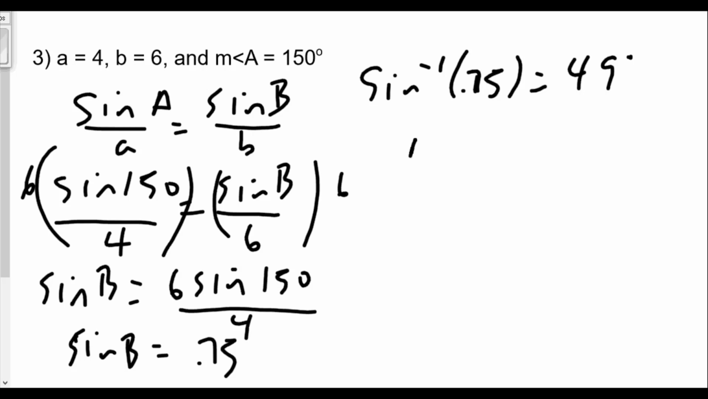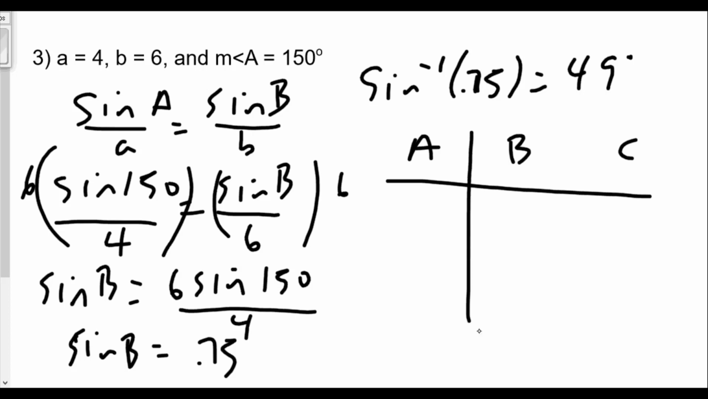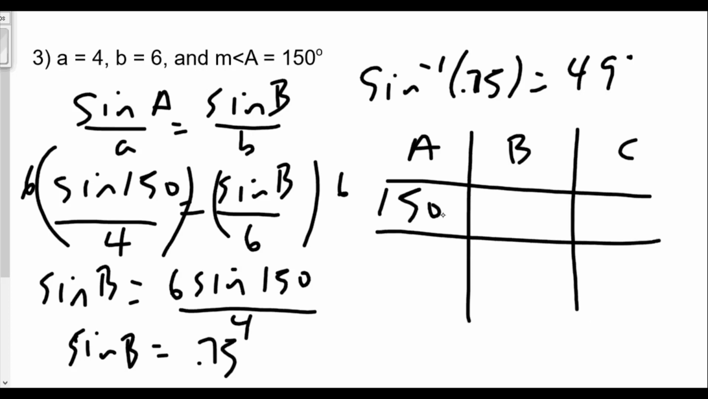Now let's make our table again. A, B, and C, where our given is going to be A, but this time it's 150. That's the angle measure we're given. B is 49 degrees. And C, well, if the total number of degrees of the triangle is 180, we would have negative 9 degrees, which we know is not possible. Honestly, there's no possible way to get a triangle in this case. There's not enough degree measures. We have this and this.